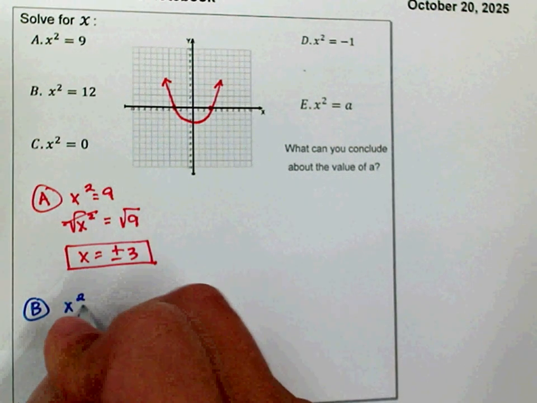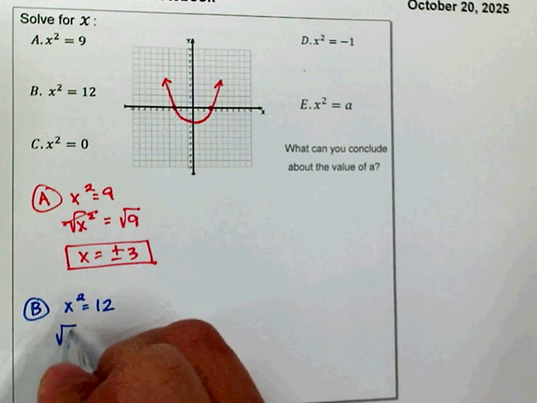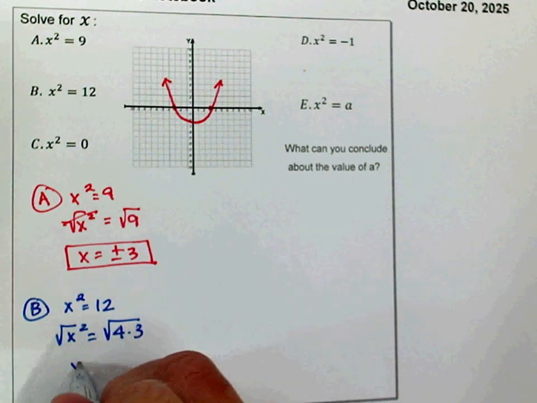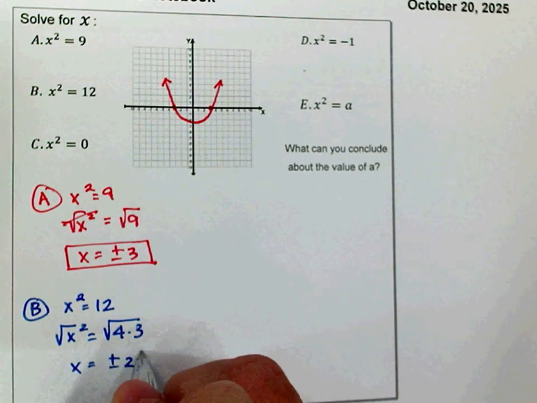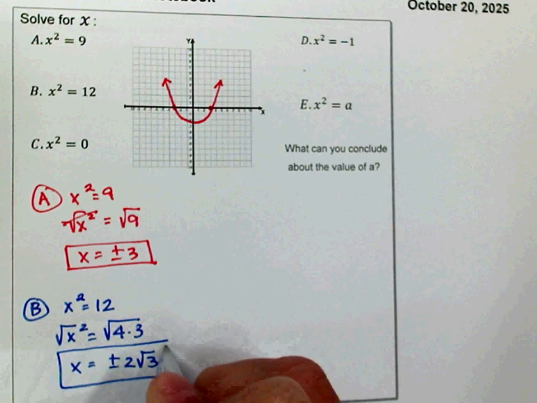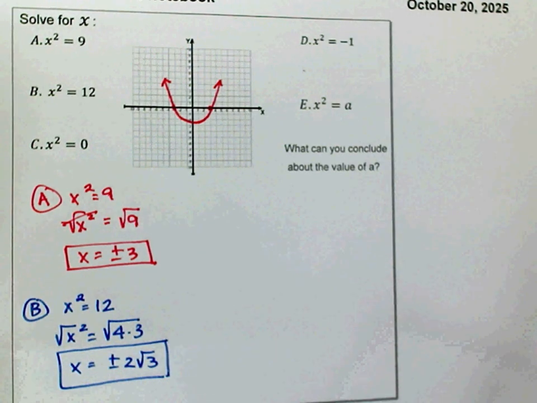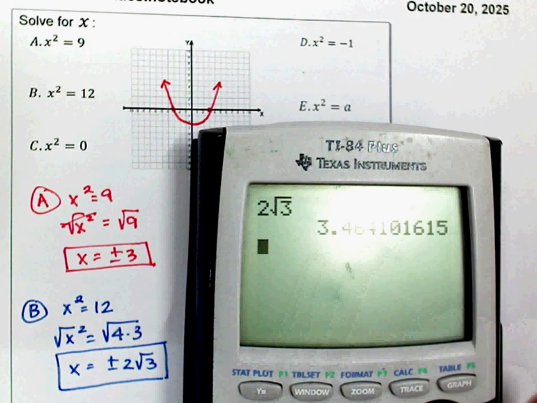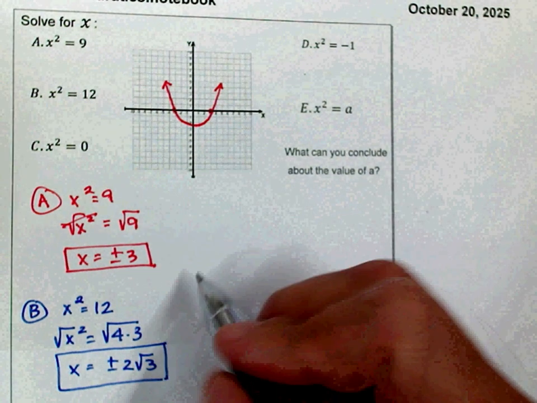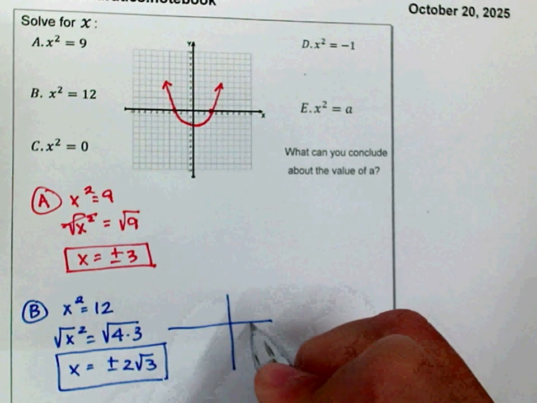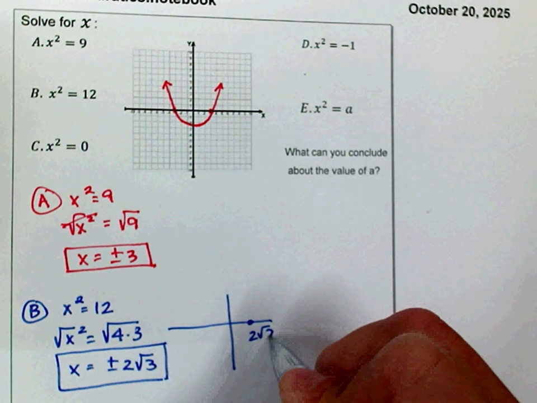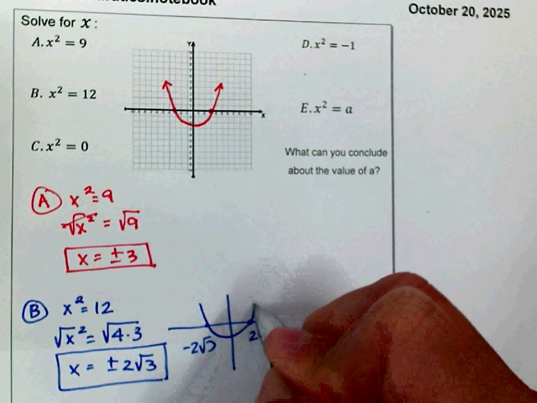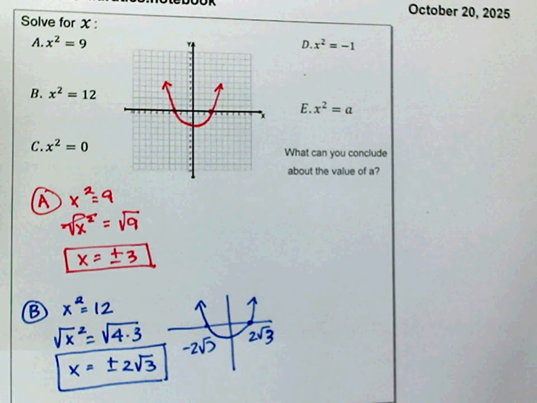X squared is equal to 12. Square root of 12 is the same as square root of 4 times 3. So x comes out to be plus or minus 2 square roots of 3. Okay? And so therefore, what is 2 square roots of 3? It averages out to be about 3.5. Notice it's a real number. So at 2 square roots of 3, and then negative 2 square roots of 3, you will have a graph crossing right there. Okay?